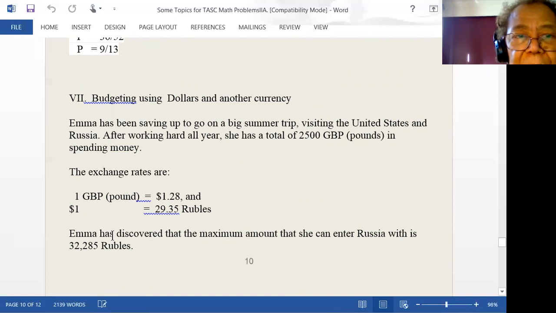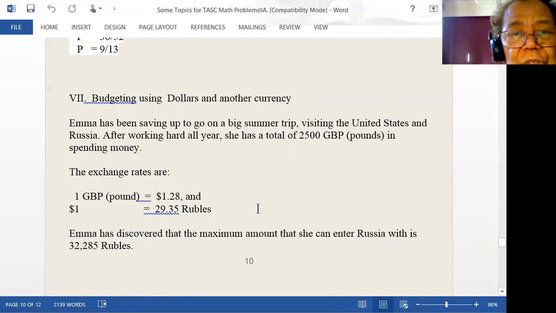Now, let's look at budgeting using dollars and another currency. Emma is saving her money to go on a big summer trip. She's going to 2 countries, the US and Russia. She has a total of 2,500 GBP, which is Great Britain pounds, so she has pounds, all right? The exchange rates are 1 pound is $1.28 in US dollars, and $1 in US is 29.35 rubles. Rubles is the currency of Russia.